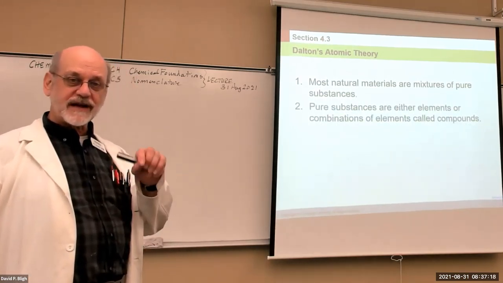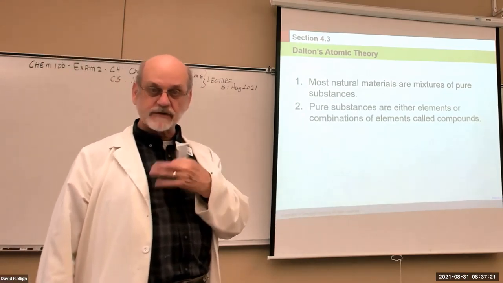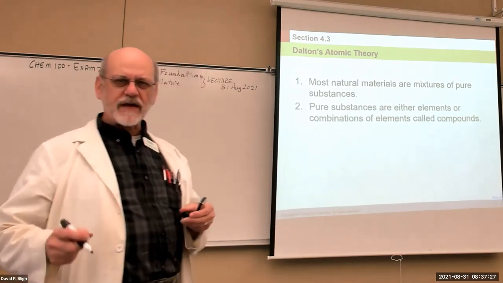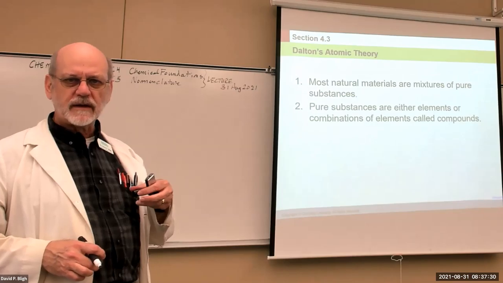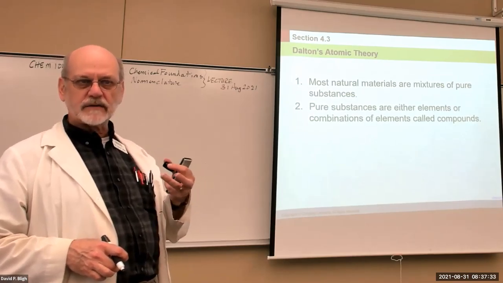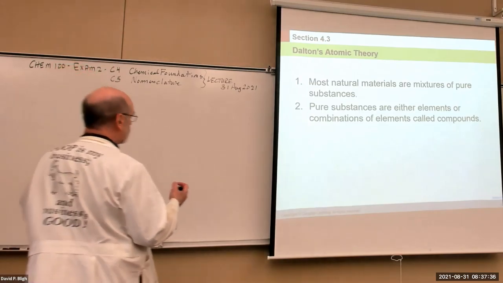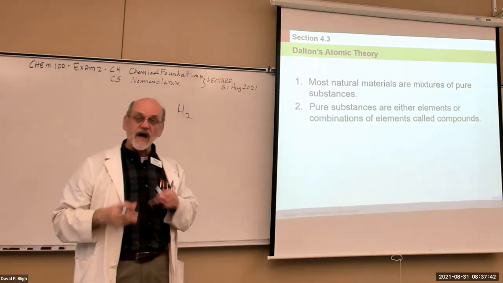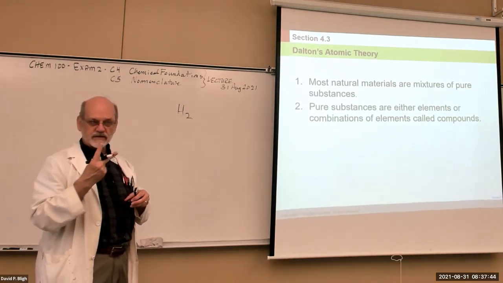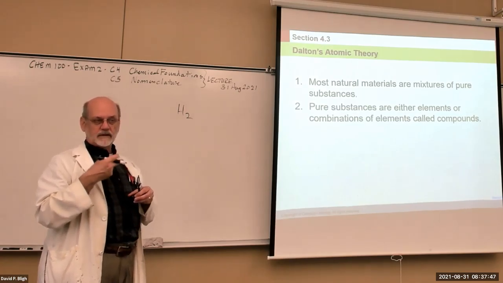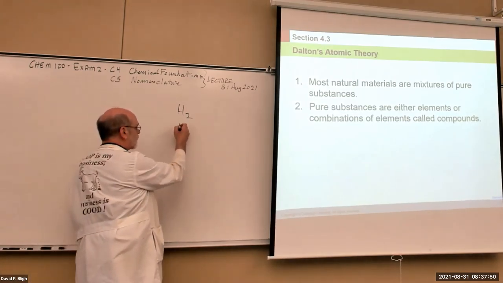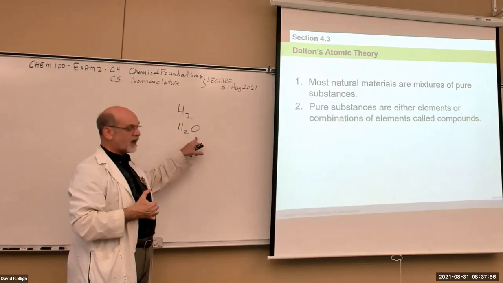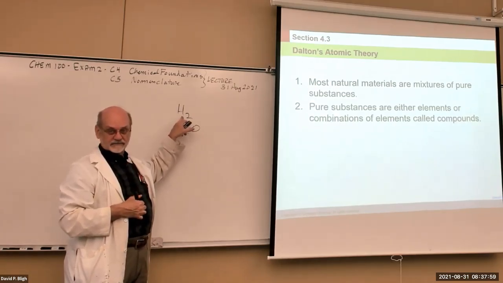Now, a pure substance can either be an element, if it's a pure element, or it can be a compound. So we haven't identified what's the difference between a compound and an element. Well, for instance, two hydrogen atoms combined together is not a compound. You have to have at least two or more different elements. So this would be a compound. It has hydrogen and oxygen. But that is still an element.